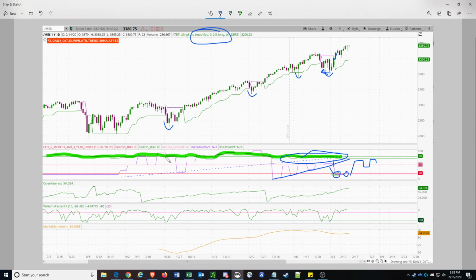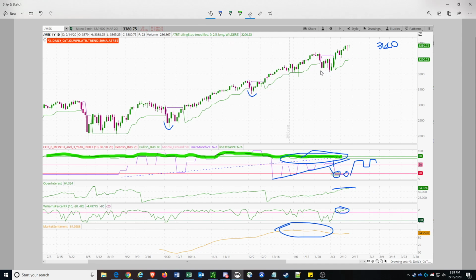6 months index doesn't help. 3 years is a leading indicator. Market sentiment is probably something to worry about here. It's blazing. When's this thing going to run out of gas? 3,600? Who knows? But open interest is high. WPR's got us oversold here.